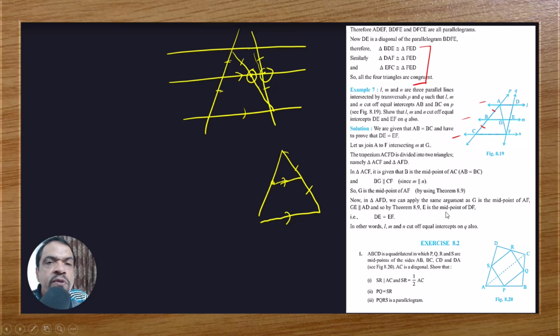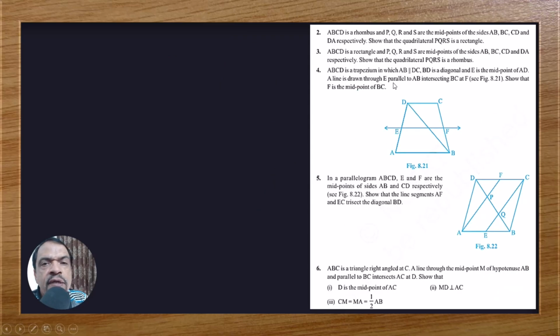Now come to Exercise 8.2. All solutions I uploaded on my YouTube channel, class 9 maths playlist. In parallelogram ABCD, E and F are the midpoints of AB and CD, meaning these two parts are equal. Show that line segments AF and EC trisect BD, meaning we have to prove these parts are equal: DP equal to PQ equal to QB.